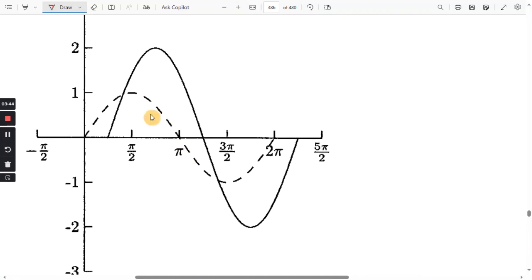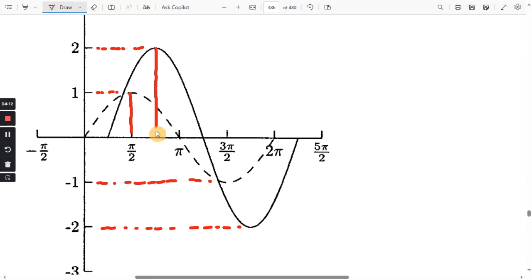So let's see. Notice the original, the maximum is at 1, and the minimum is at -1. Now, if you see the transformation in the solid line, the maximum is at 2, and the minimum is at -2. So what happened here? Well, this was basically multiplied by 2. All right, that's a vertical stretch, and it's going to be times 2. All right, so we'll keep that in mind. And let's see what else we have here.